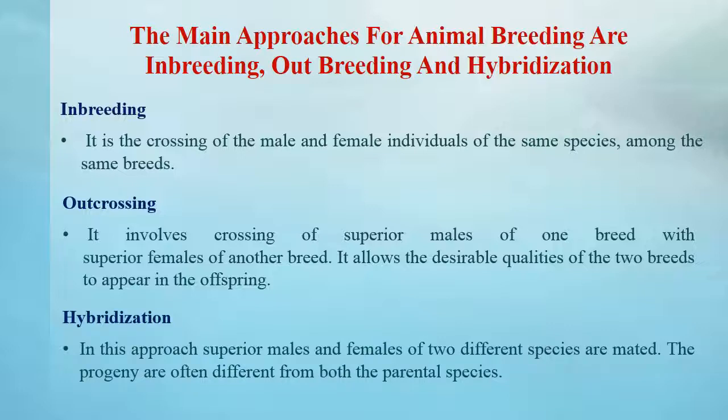Hybridization. In this approach, superior males and females of two different species are mated. The progeny are often different from both the parental species.